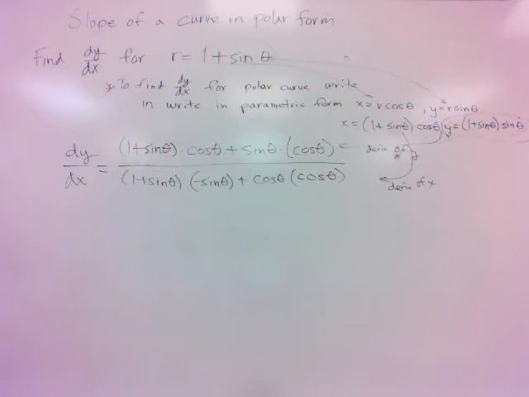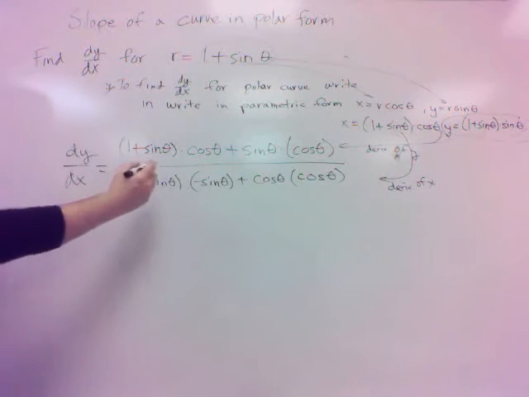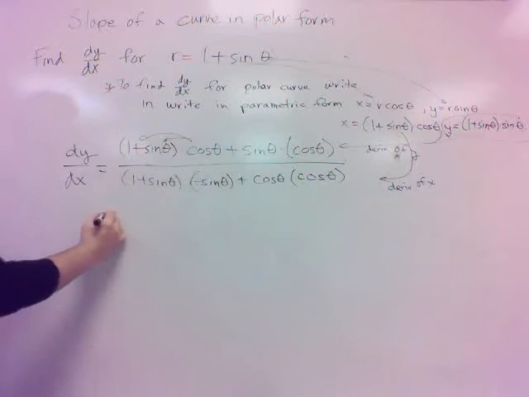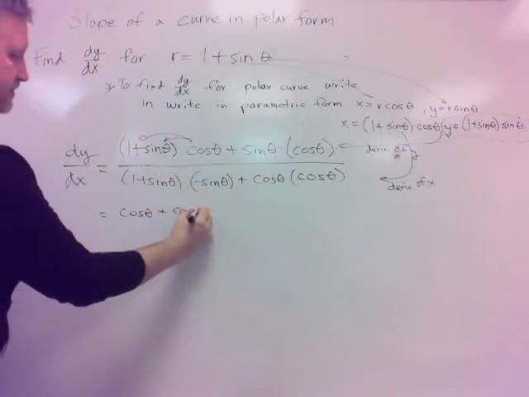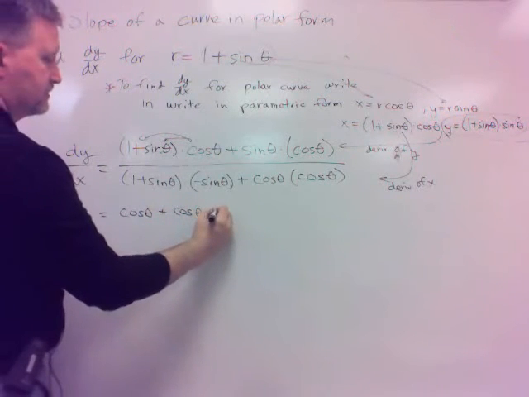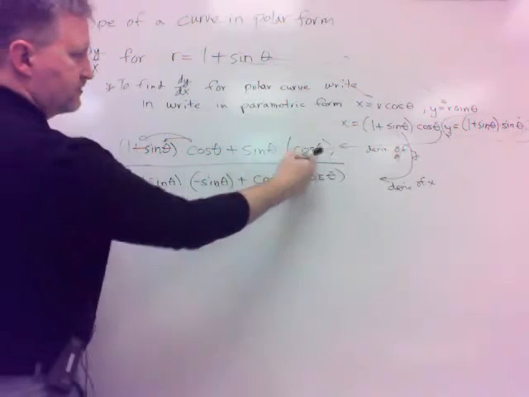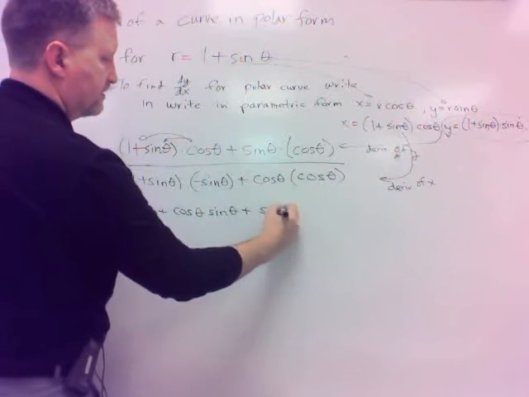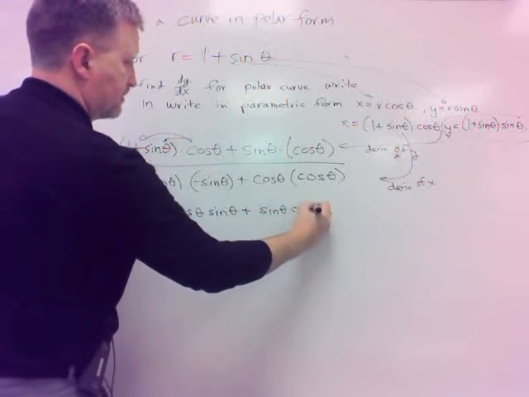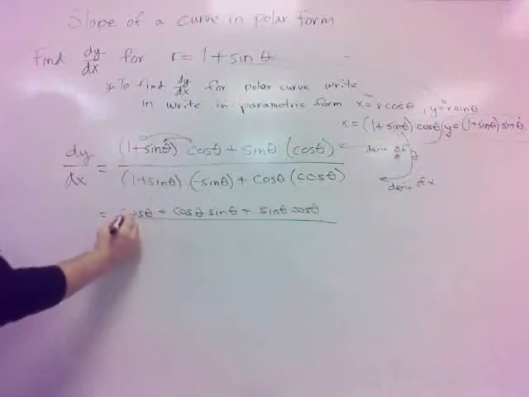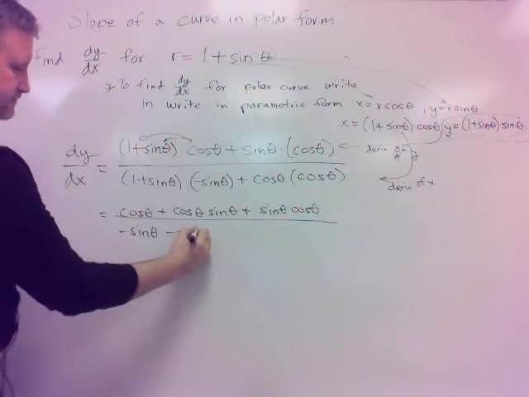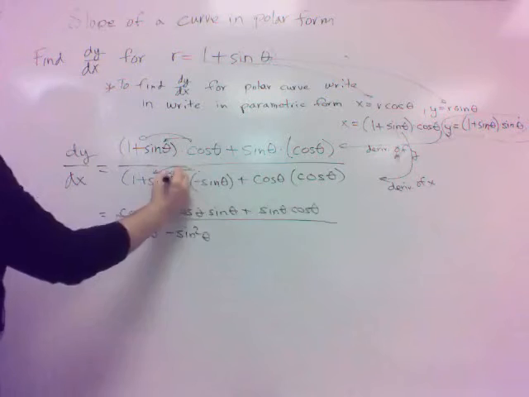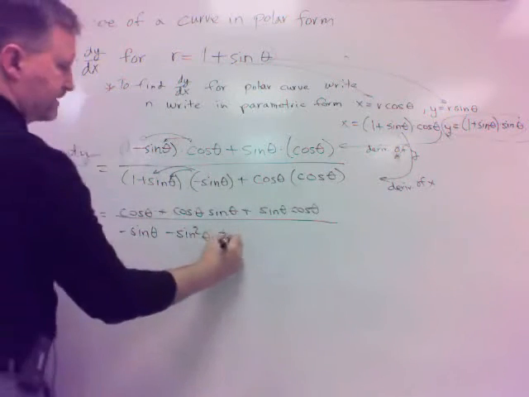Now, at this point, looking at it here, if I distribute my cosine, that would be cosine theta plus cosine theta times sine theta. And then we've also got a sine theta cosine theta on top there. And then here I have minus sine theta times minus sine squared theta, right? If I distribute the sine, minus the sine plus cosine squared.